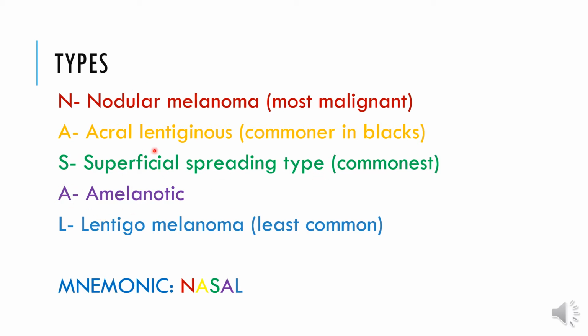It's important for us to remember the types of malignant melanoma. Again, nodular melanoma, which is the most malignant. Acral lentiginous, which is common in blacks. Superficial spreading type is the commonest. Amelanotic, which lacks the melanin pigment, while L is for lentigo melanoma.